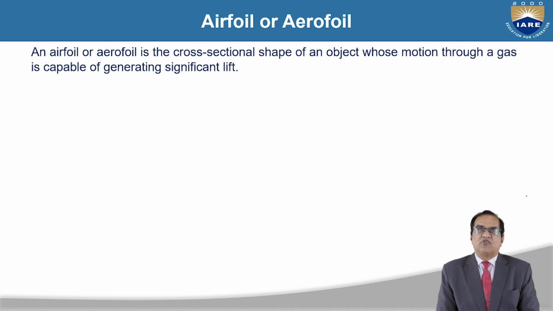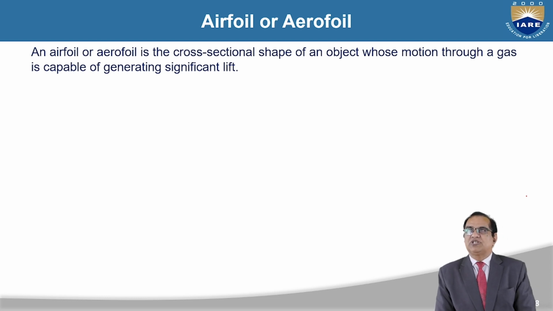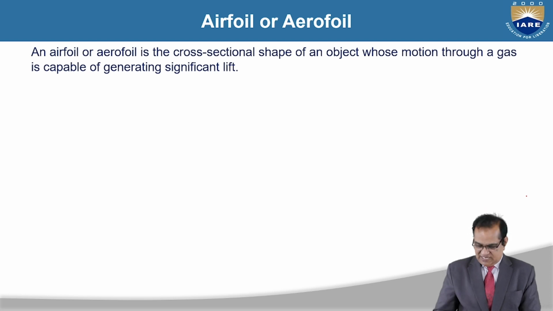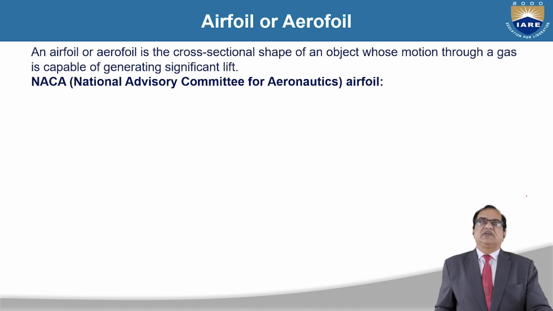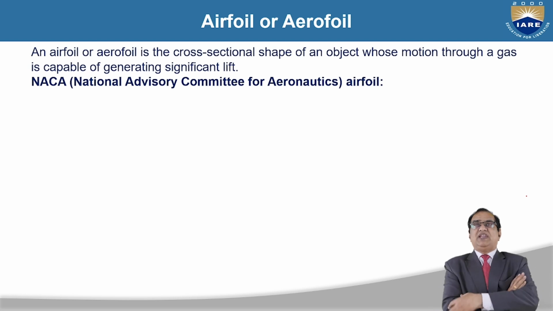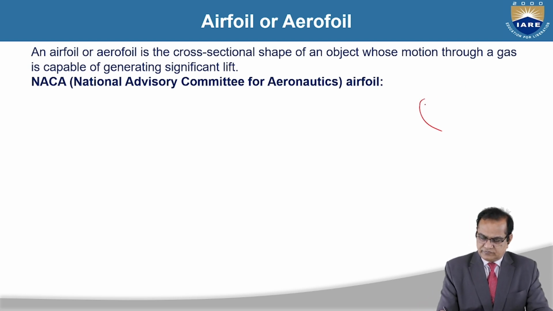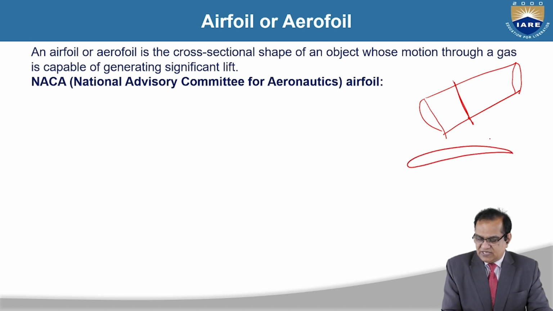An airfoil or aerofoil is the cross-sectional shape of an object whose motion through a gas is capable of generating significant lift. So airfoil is a cross-section. If you take the wing, okay, this is the wing. If you cut from anywhere, you will get a shape like this. So this is the cross-section, and it is known as the airfoil.